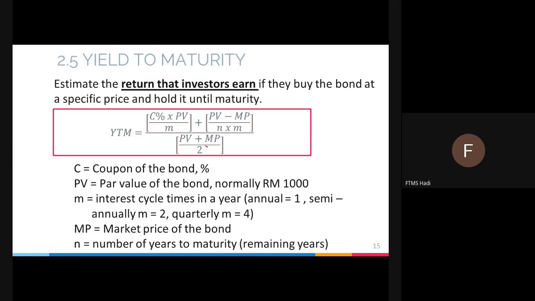Maybe you have some question about this one. Why do we have to divide it by 2? Actually, 2 means average. Two components, you add them up and then you average by 2. PV and MP, divided by 2. So 2 is given in the formula because 2 is an average between these two.